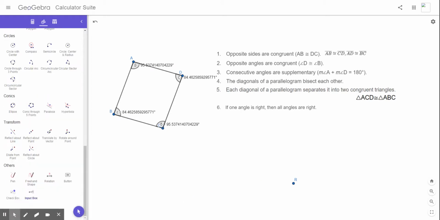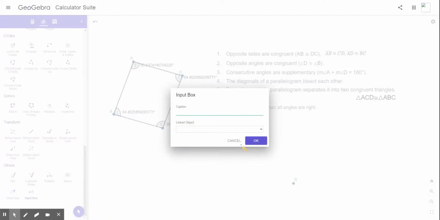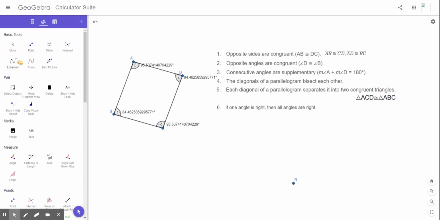I'll do this a different way. So rather than showing it that way, I just want to show you if I were to go to Desmos, my favorite graphing calculator. I'll use the scientific calculator. Okay, so if we did 95.5 plus 84.5, you'll notice it equals 180. So those two are always going to be adding to 180. Even if I were to grab it and move it around and change those numbers, it will still add up to 180. And then next thing we have is each diagonal of a parallelogram separates into 2 congruent triangles.